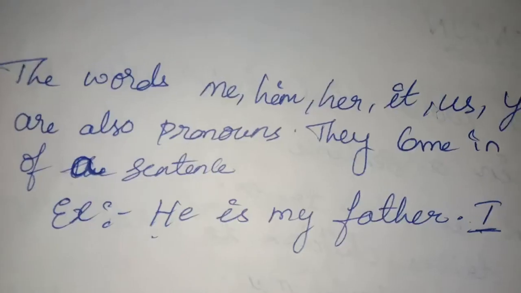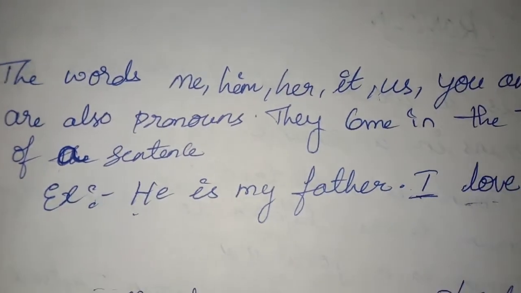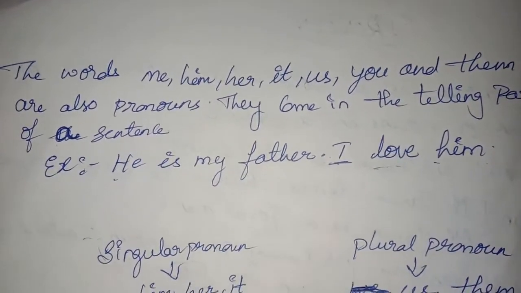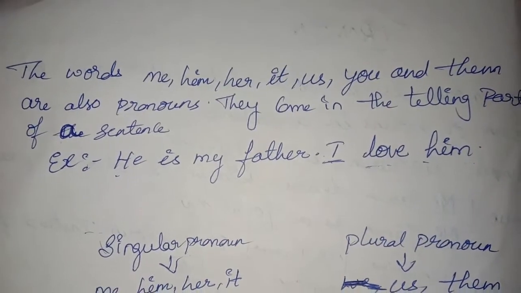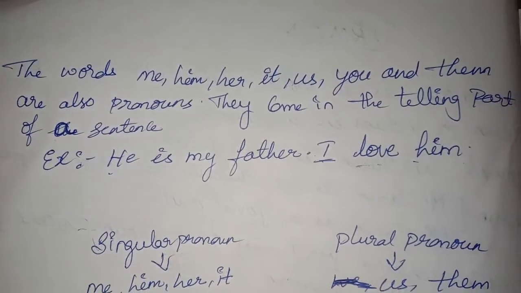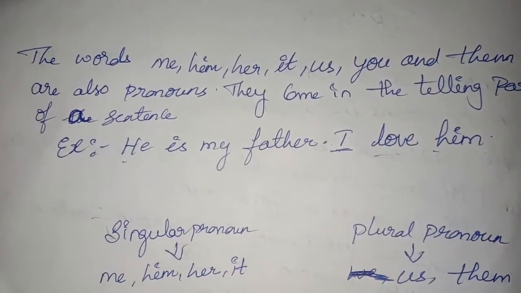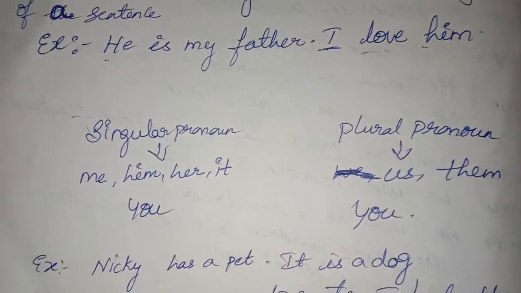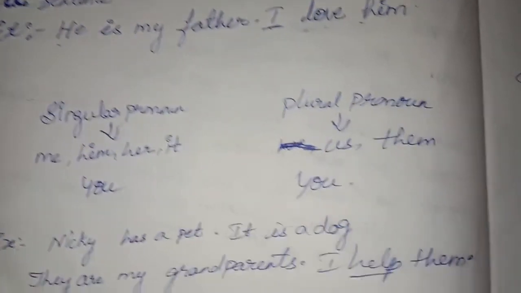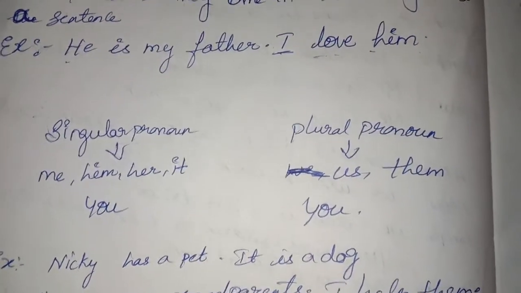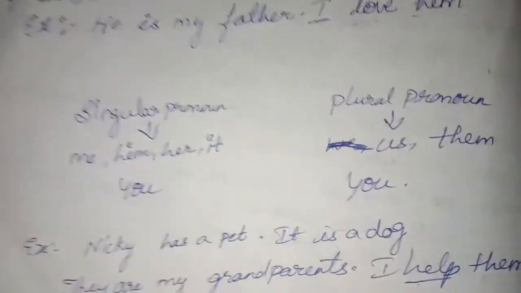Yes, children. The words me, him, her, it, us, you and them are also pronouns. They come in the telling part of a sentence. He is my father. I love him. Singular: me, him, her, it, you. Plural: us, them, you. These are the singular and plural forms. Understood, children? This is about the pronouns.